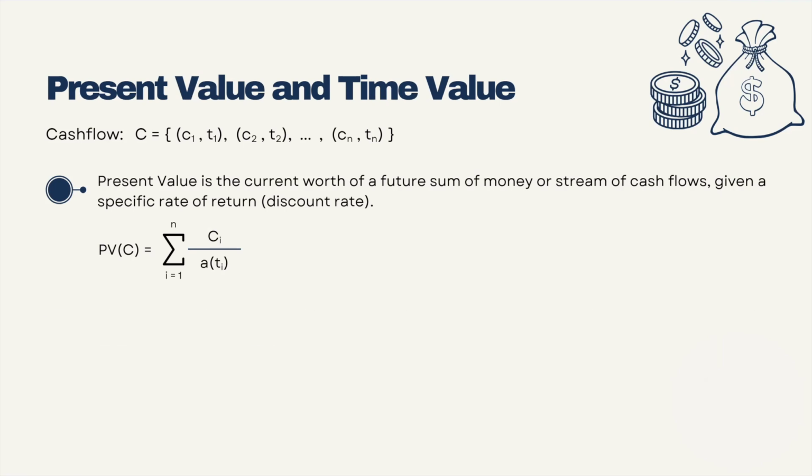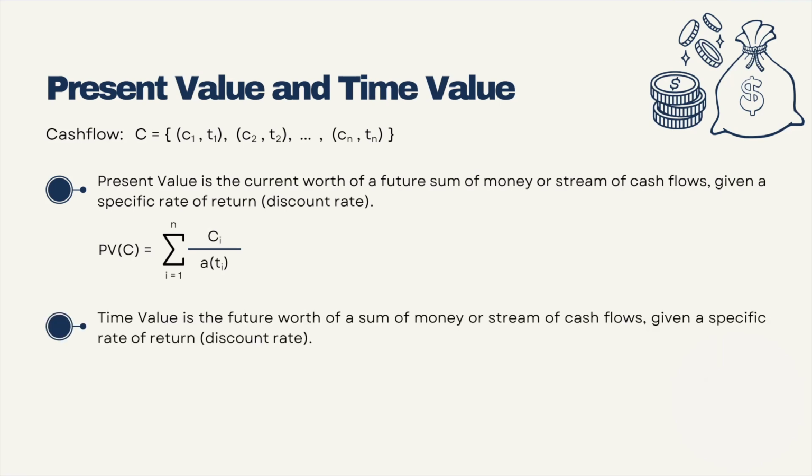Time value is the direct opposite of the present value. Time value is the future worth of a sum of money or stream of cash flow, given a specific rate of return or discount rate. In this case, the time value at time t equals the present value multiplied by the accumulation function, which is also the summation of each individual cash flow multiplied by its respective accumulation function to the power of the number of time periods left to time t. Note that the discount rate equals 1 over the accumulation function.